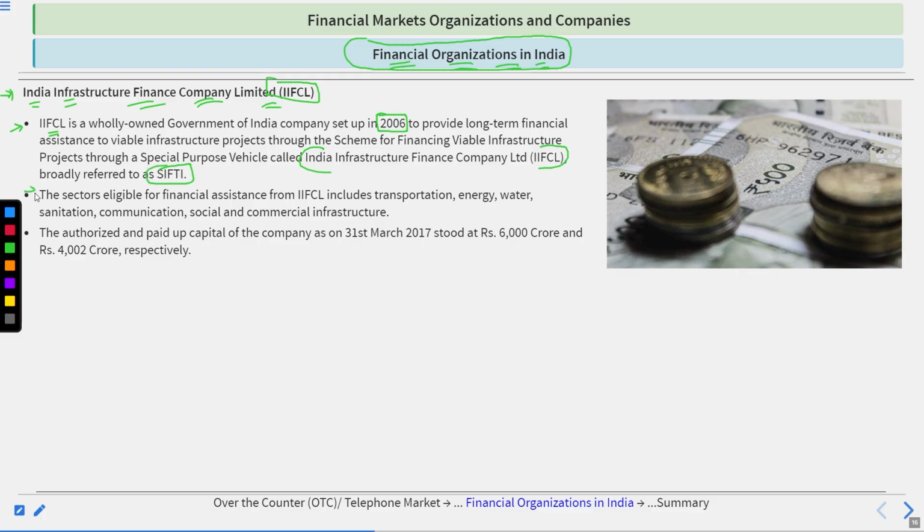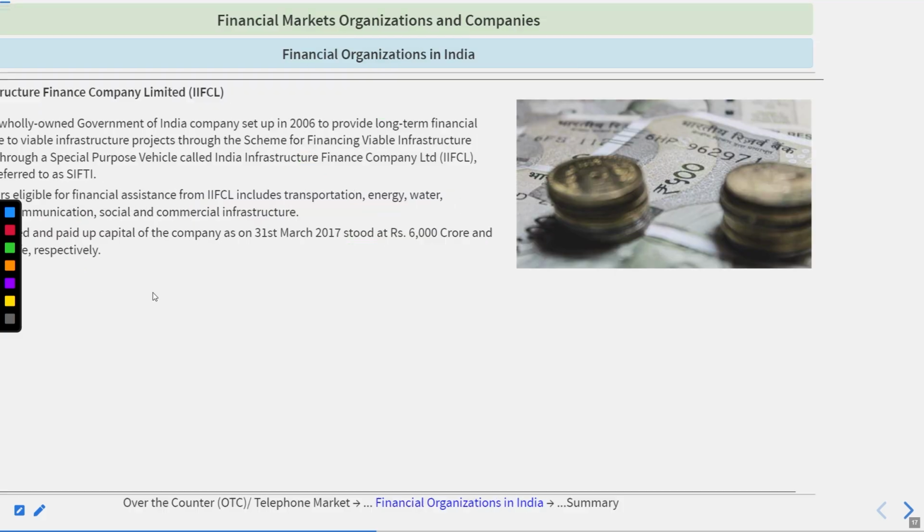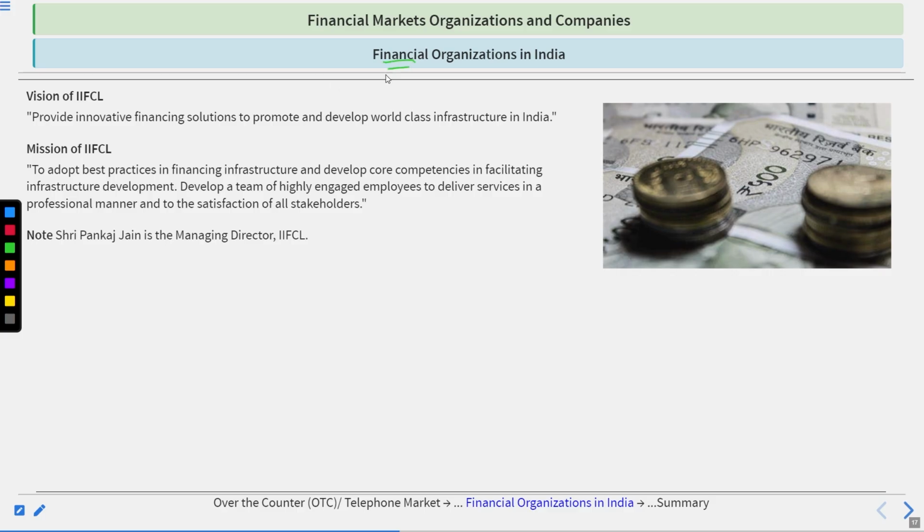SIFTI. The sectors eligible for financial assistance from IIFCL include transportation, energy, water, sanitation, communication, social and commercial infrastructure. The authorized and paid up capital of the company as on 31st March 2017 stood at rupees 6,000 crores and 4,002 crores respectively. Now, if we talk about the vision of IIFCL, to provide innovative financing solutions to promote and develop world-class infrastructure in the country.